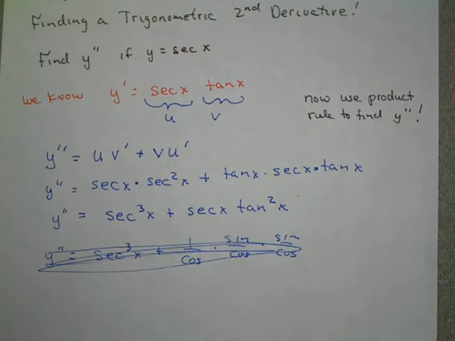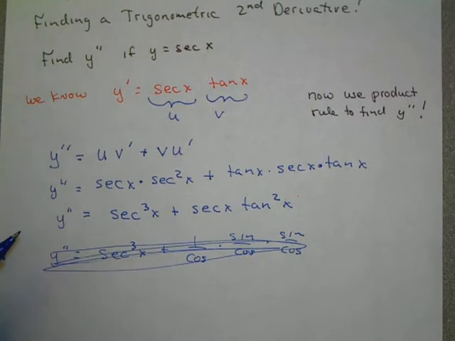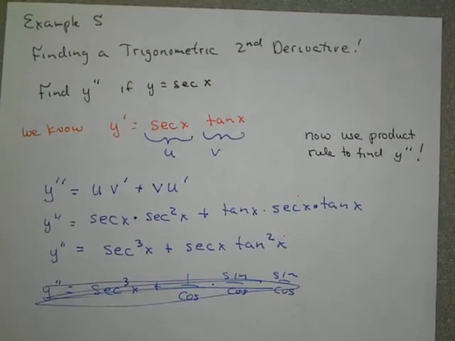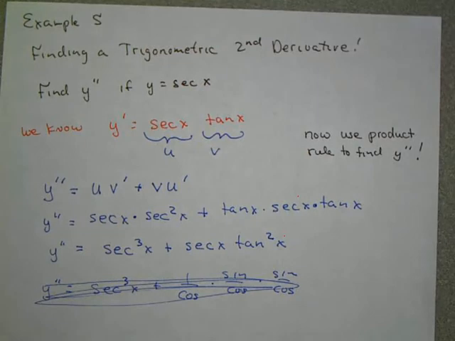And when you look at your answers in the back of the book, sometimes you'll get to an answer, and they'll have a little different one. That doesn't mean you're wrong. It means maybe they simplified to a different level. So be aware of that, and keep in mind that when you're finding second derivatives of trig functions, you do end up with the product rule quite often.